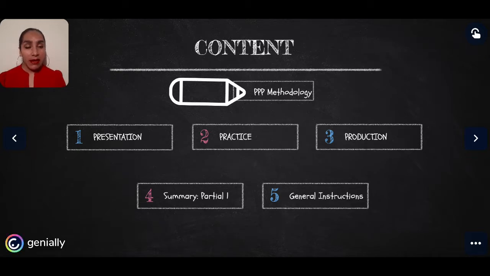Okay? In Spanish, este es el contenido. Vamos a trabajar como siempre con nuestra metodología del PPP, que es la presentación, una práctica y la etapa de producción. Después vamos a checar un resumen de lo que fue el parcial número 1 y finalmente les daré las instrucciones generales para concluirlo. El objetivo de la clase es expresar e identificar las contracciones que pueden ser utilizadas en el presente continuo en sus formas afirmativa, negativa e interrogativa. Okay, so if you're ready, let's start.